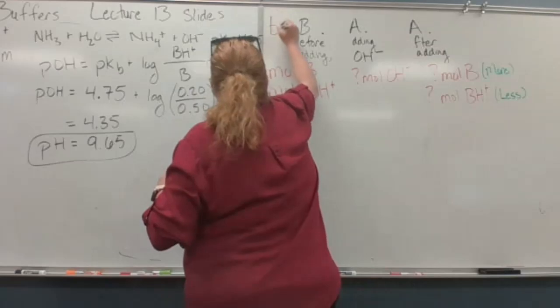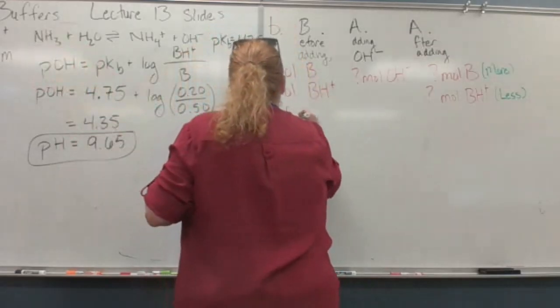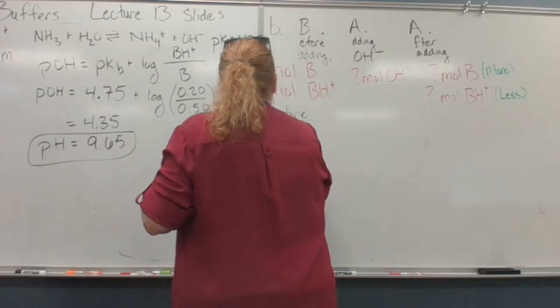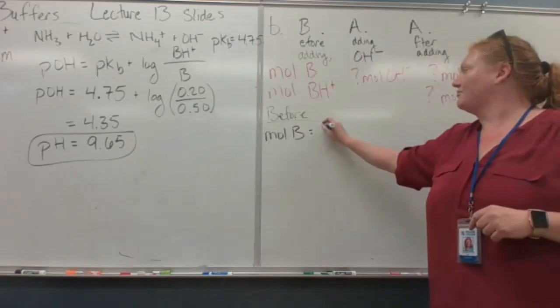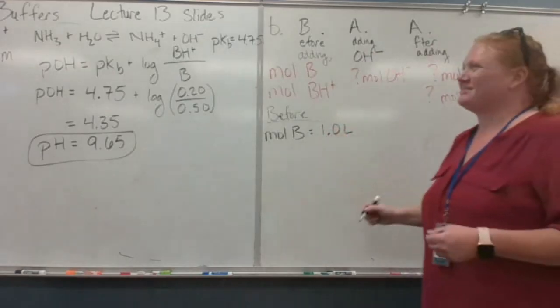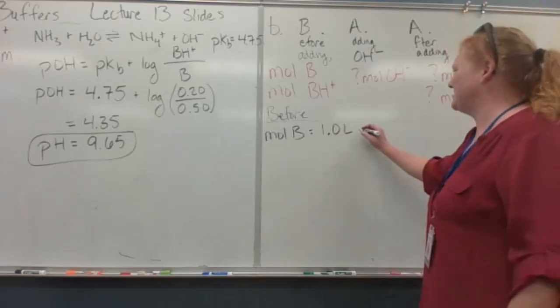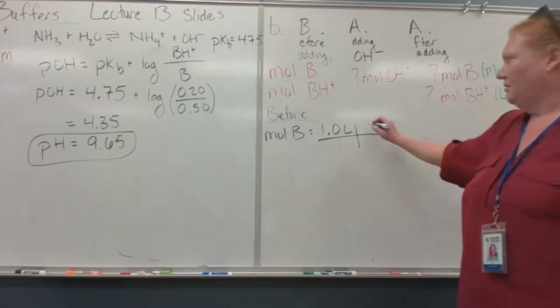Okay, so this is part B for number 15. So let's calculate. For the ammonia, for my base, I have 1 liter described in the problem, volume of 1 liter.